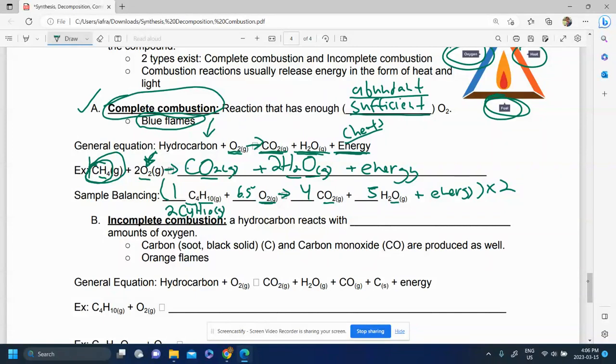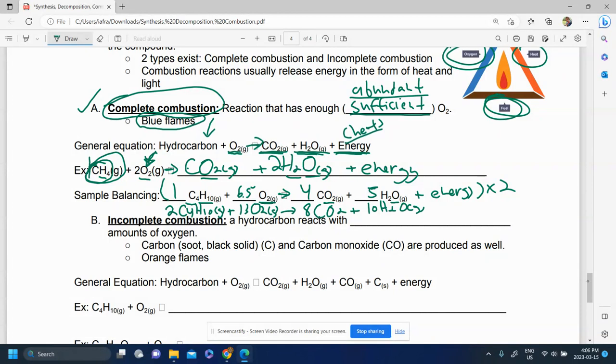And so when you do that, you get 2C4H10 plus 13O2 produces 8CO2 plus 10H2O gas. So that's a quick trick. Otherwise, you could have just done trial and error and you would have got your 2, 13, 8, and 10 eventually, and it would have worked just fine.